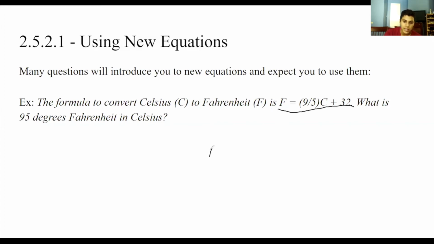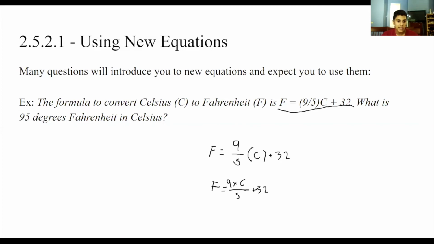So what I mean by that is, since my equation is F equals 9 divided by 5 times C plus 32, I can actually simplify this to F equals 9 times C divided by 5 plus 32. So since this is my formula, I can just put 95 degrees Fahrenheit into my equation because I'm calculating for Celsius. It says, what is 95 degrees Fahrenheit in Celsius?